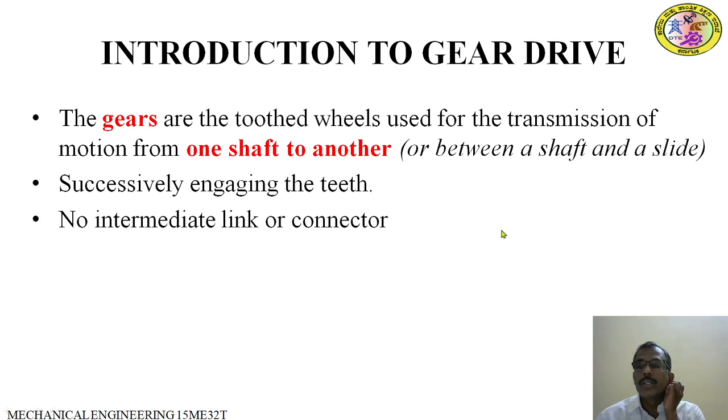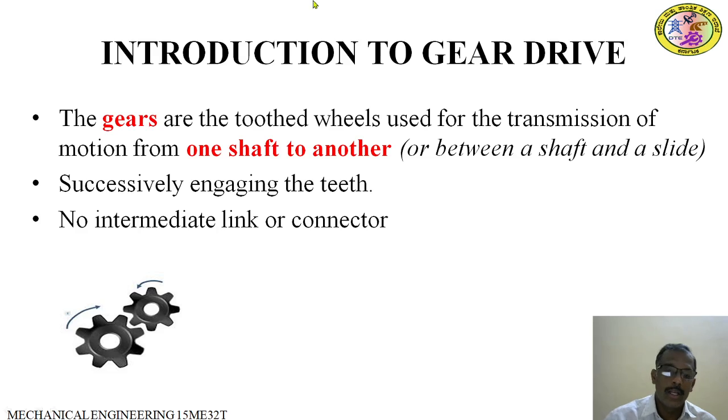Then, introduction to gears. What actually is a gear? Gears are toothed wheels used for the transmission of motion from one shaft to another shaft. That is known as a gear. These are the toothed wheels. They are mainly used to transmit motion or power from one shaft to another, or from driver to driven, or between a shaft and a slide.